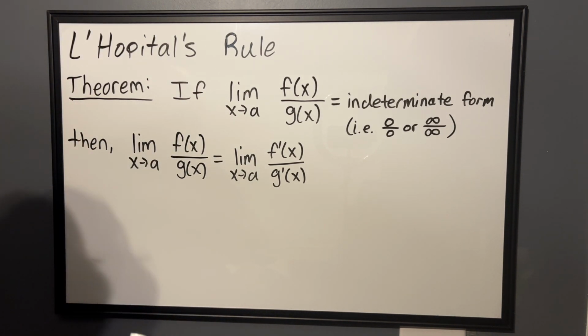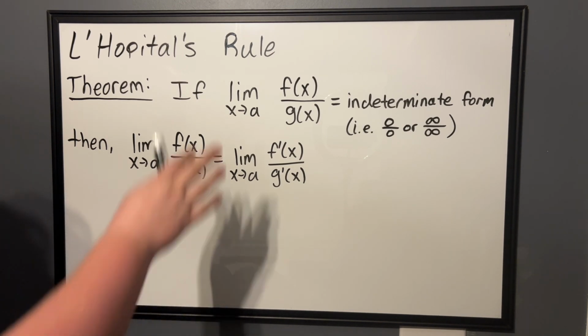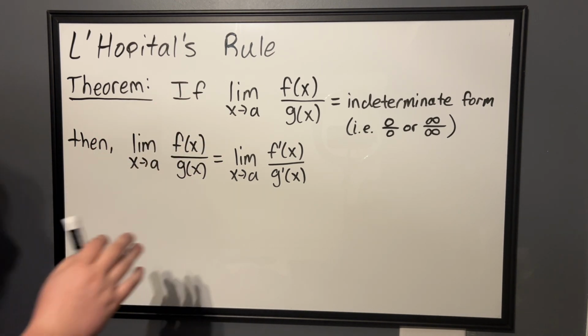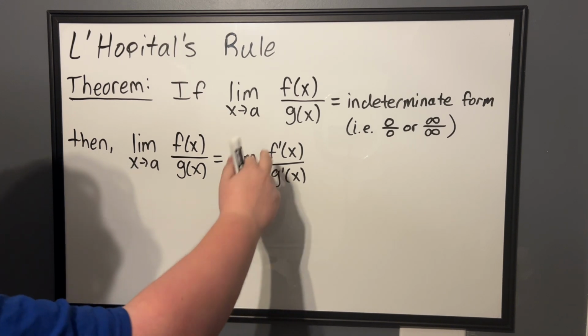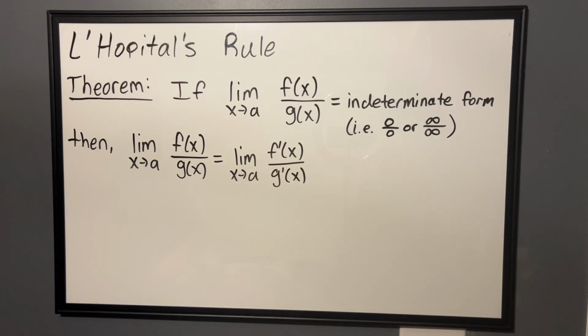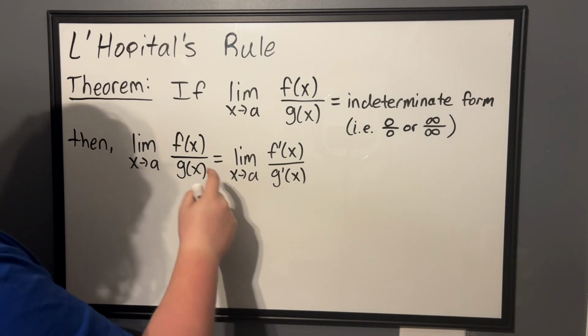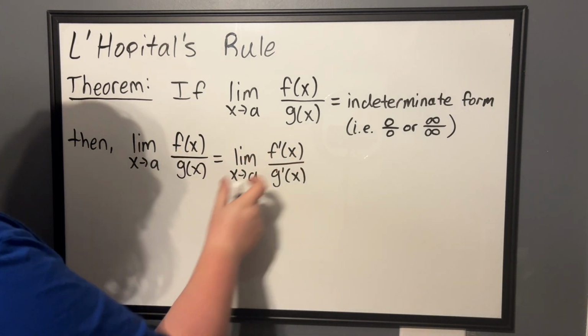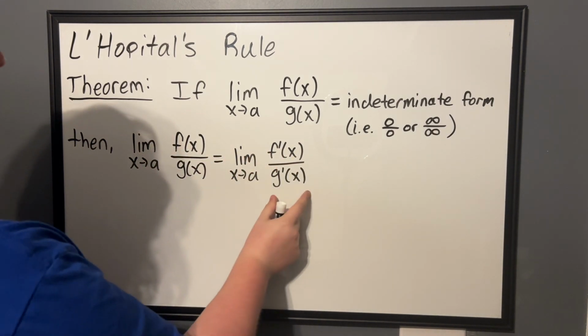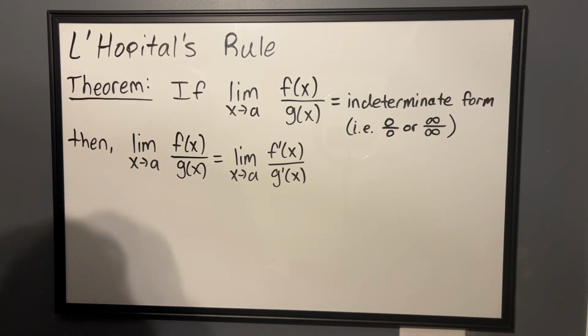But if that's the case, then the limit as x approaches a of f of x over g of x, so the original limit, is equal to the limit as x goes to a of the derivatives of the numerator and the denominator. So all we're taking here is the derivative of f of x, and we're putting that in the numerator, and the derivative of g of x and putting that in the denominator.